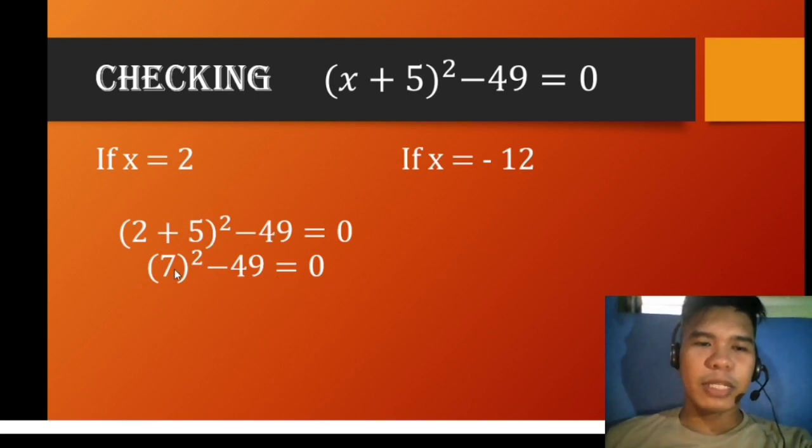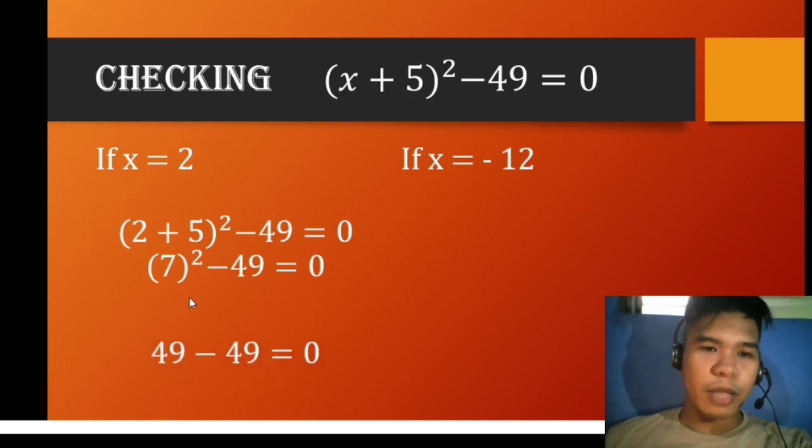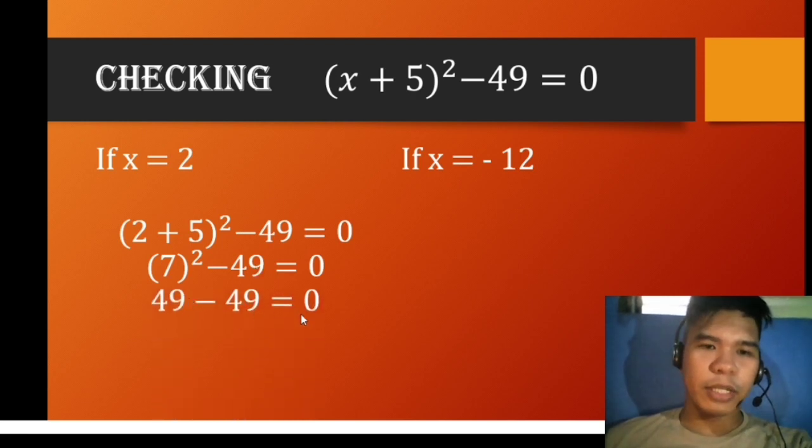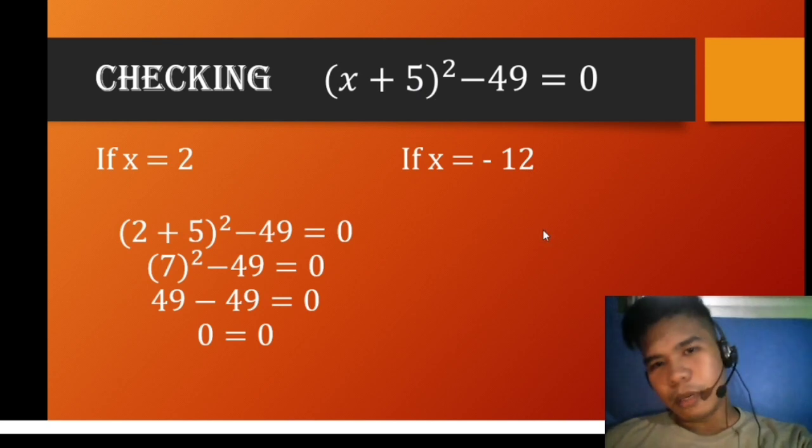So 7 squared is 7 times 7, which is now 49 minus 49 equal to 0. So 49 minus 49 is 0 equal to 0. So therefore, it satisfies the equation.